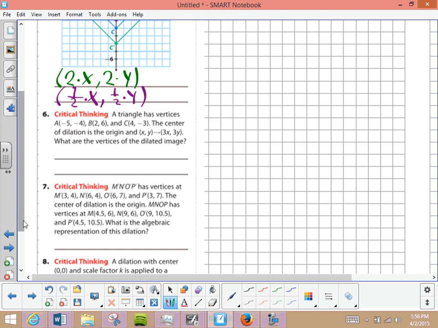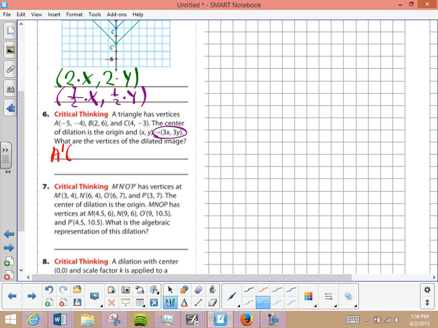A triangle has vertices A, B, and C. The center of dilation is the origin. Generally speaking, the center of dilation will always be the origin for this class. What are the vertices of the dilated image? The rule's right here, so what do you do? You multiply it by 3, right? It seems like the scale factor is 3, so you multiply everything by 3 and you get your new coordinates.